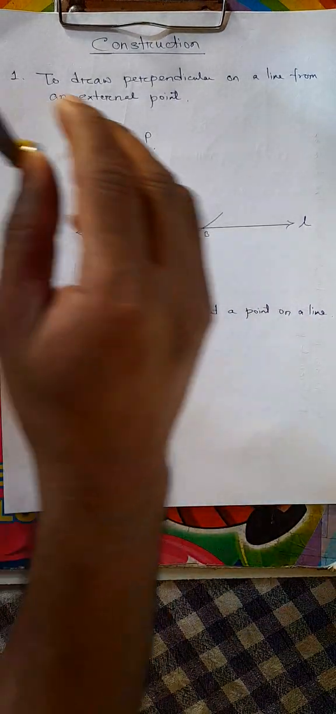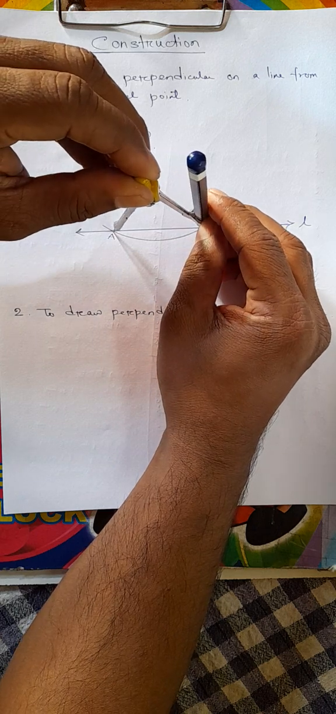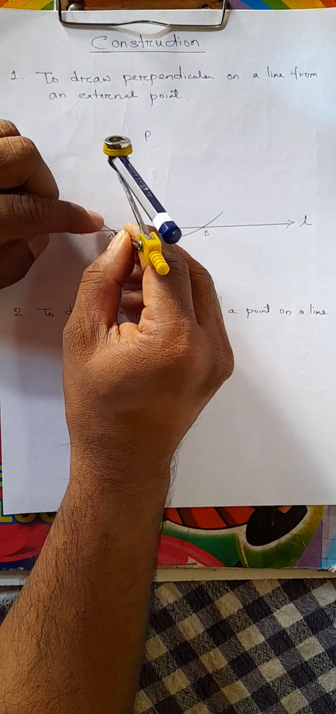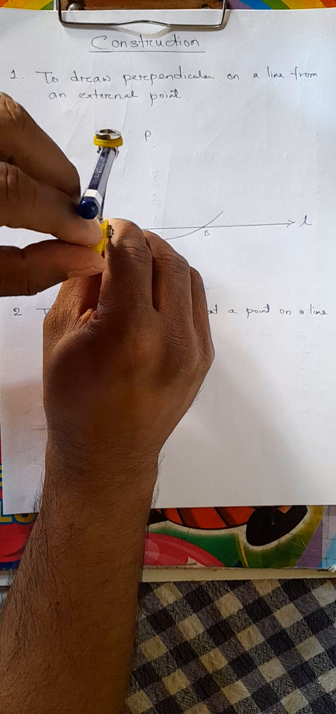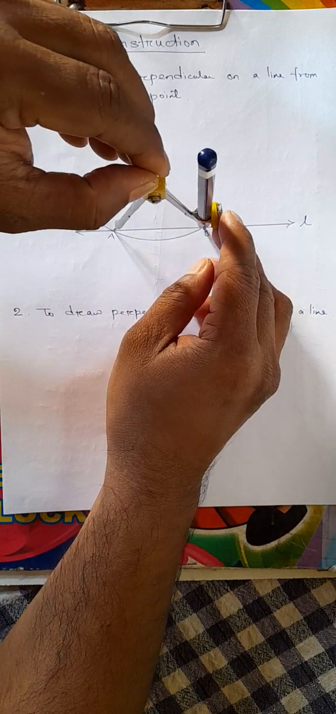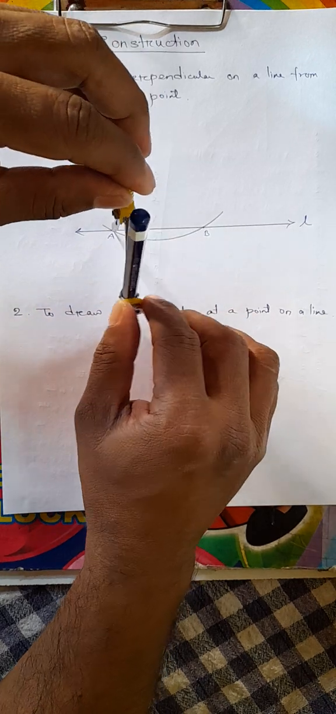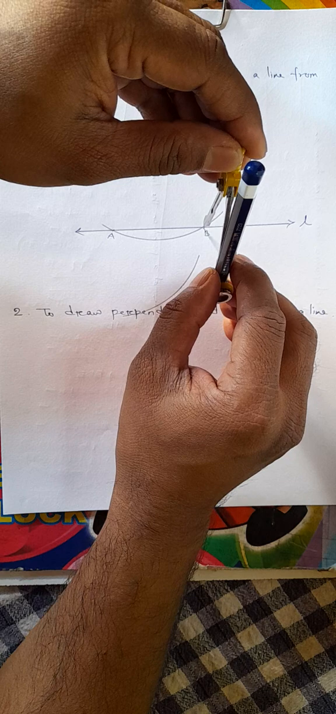Now we'll try to measure the distance between A and B. This distance between A and B is this. You put the tip of the compass at one point and the tip of the pencil at the other point. So this is the distance. Now taking this distance as a radius, we will draw two different arcs from A and B.